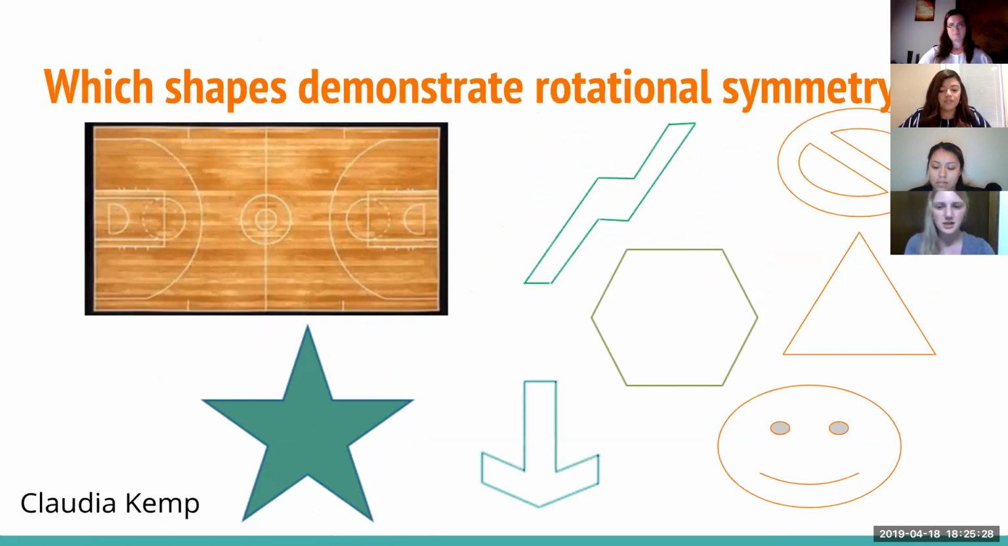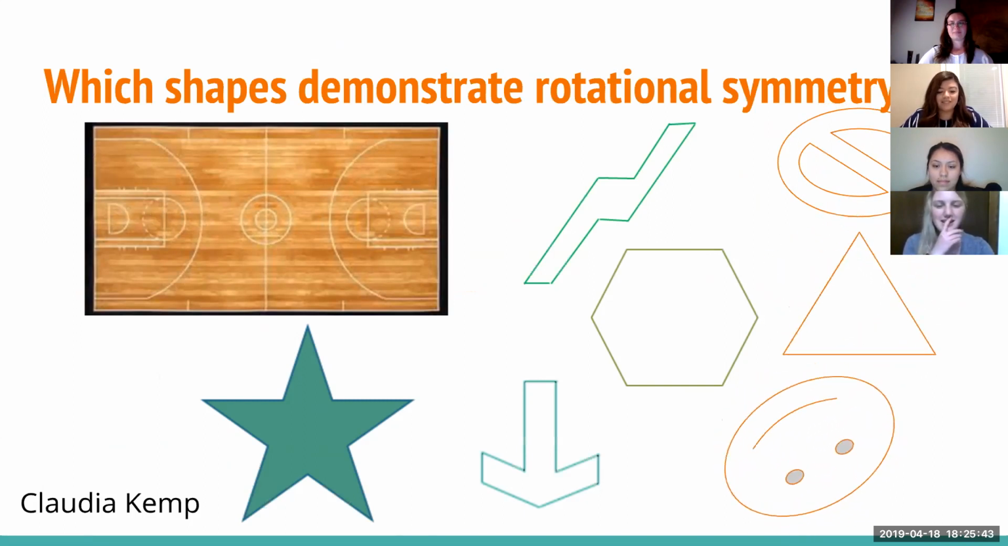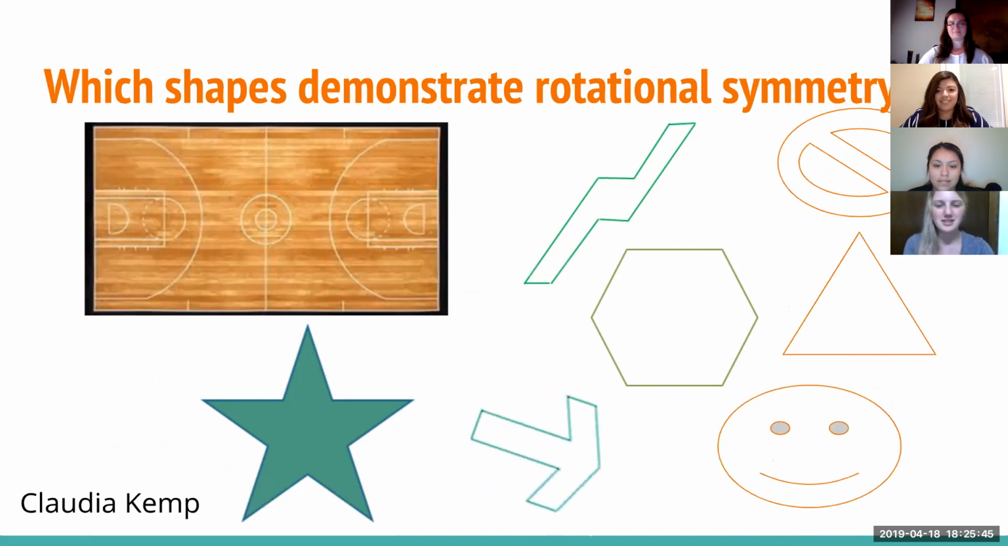Same goes for the no symbol. It can be spun a couple times. And that one as well. So all of the shapes can be spun and still look the same except for the smiley face at the bottom and the arrow at the bottom as well. The smiley face can only go 360 degrees before it looks the same, and the arrow can go only 360 degrees before it looks the same.